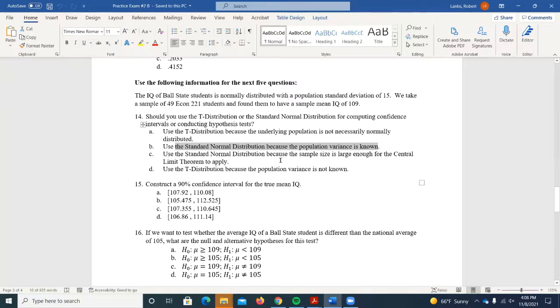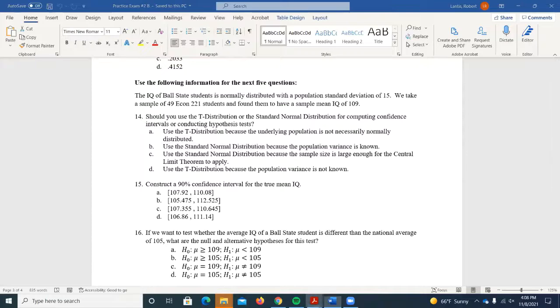Okay. So for this one, we've got a known population variance or a known population standard deviation. Those are synonymous. If I know one, I know the other. Okay. So we're going to be using that standard normal. And the first question we're asked is, how would I build this 90% confidence interval for where the true population mean IQ actually is?